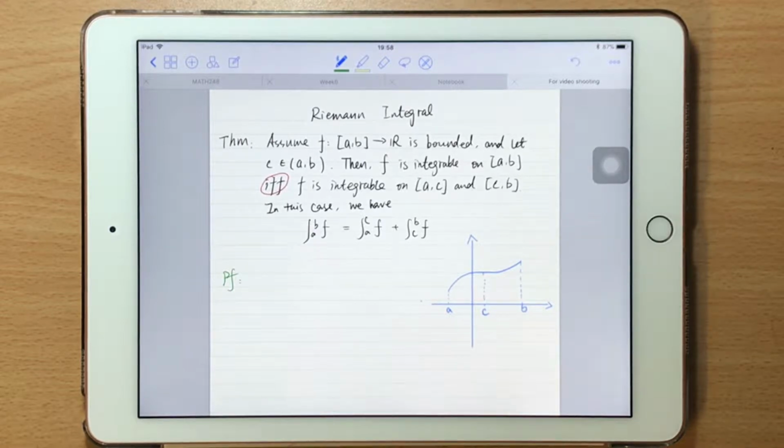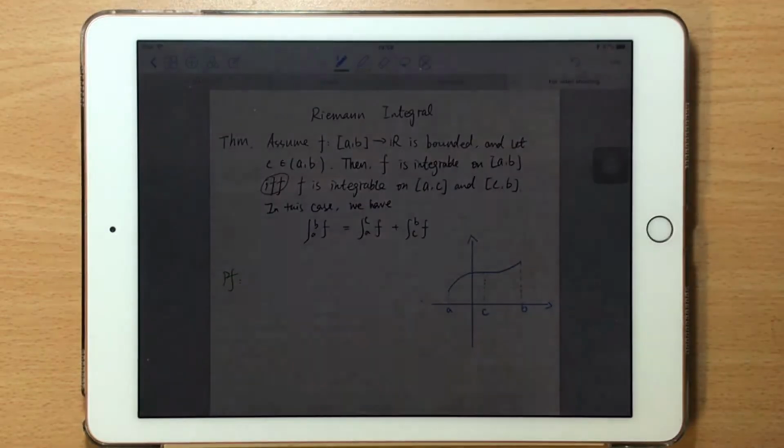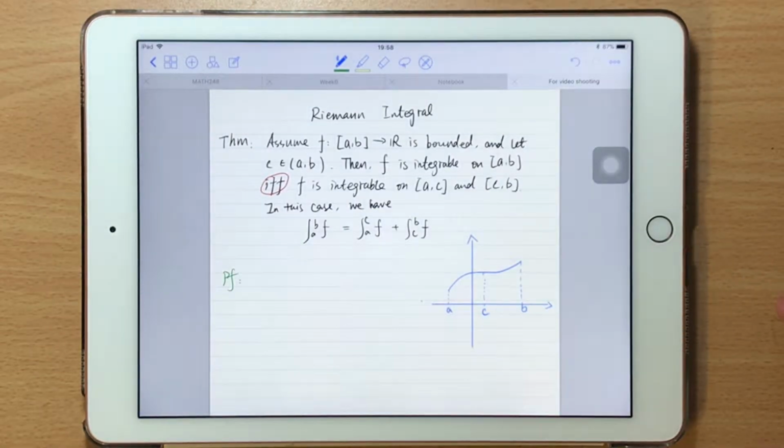The theorem says: assume f from [a,b] to R is a bounded function, and we take a point c in [a,b]. Then f is integrable on [a,b], the whole interval, if and only if f is integrable on [a,c] and [c,b] at the same time. In this case, we will have that the integral of f on [a,b] is equal to the integral of f on [a,c] plus the integral on [c,b].